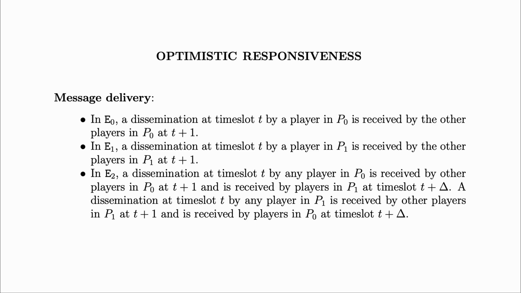So as I say, the basic idea here is that we're doing a little network partition of length delta, and that's enough. Basically, E0 will seem indistinguishable from E2 as far as the players in P0 are concerned, at least for a time of length delta. Similarly, E1 will seem indistinguishable from E2 as far as the players in P1 are concerned, at least for a time of length delta.